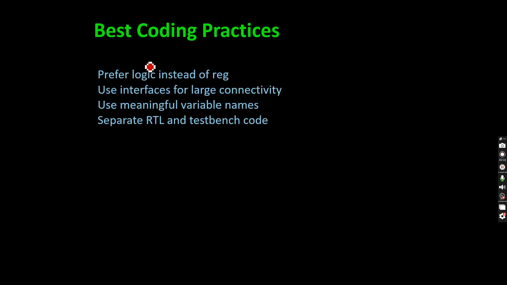So, best coding practices. Prefer logic instead of reg. Why? Because it can avoid confusion. Use interfaces for large connectivity. If you are working with multiple signals or more signals, just use an interface. Use meaningful variable names, not just ABC. Just give meaningful variable names.